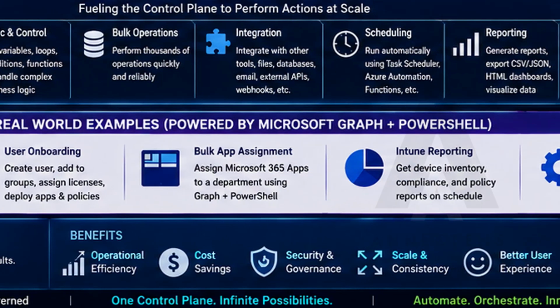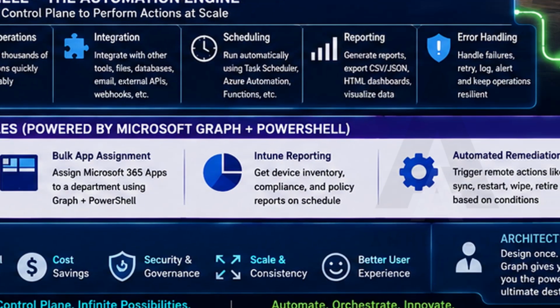Bulk app assignment: in bulk you can assign Microsoft 365 applications to a certain department using Graph API and automation from PowerShell. All this we can do. And Intune reporting is the main essential part, where we can directly fetch the data for compliance, different policies, and reports. We can schedule it and keep on getting it from here.